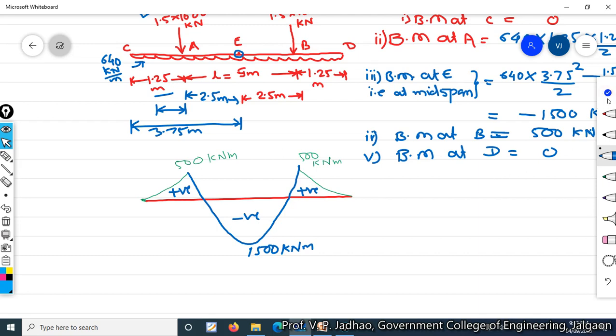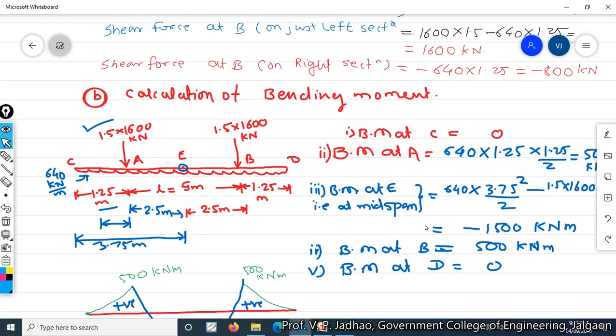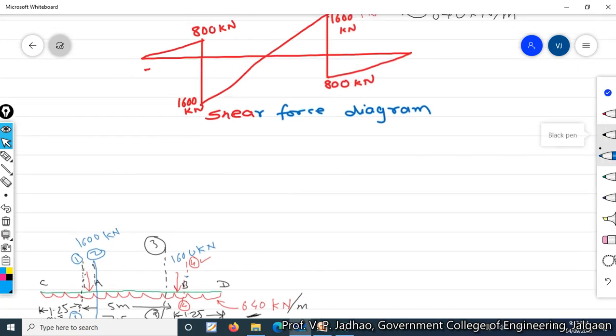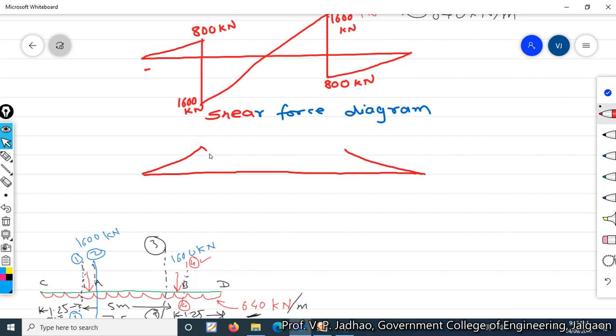Now we will draw the same bending moment diagram at the top where we have drawn the shear force diagram. It is for understanding only. Otherwise there is no need to draw two different bending moment diagrams. Here the bending moment value is 1500 kilonewton meter. Again bending moment value here is again 1500 kilonewton meter, and at center of this particular footing. Here the bending moment is 500 kilonewton meter, this is again 500 kilonewton meter, both positive.